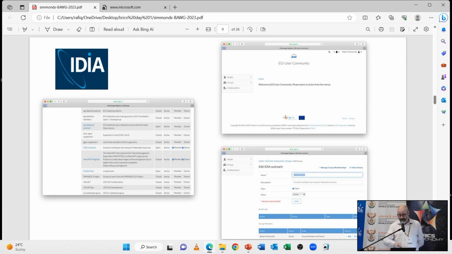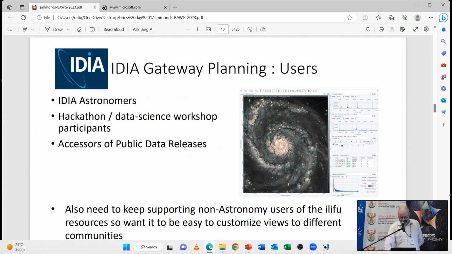This is where you could go in and manage who can access your allocations. So for the gateway, in fact, ilifu in one form or another has been around since 2015, which just happens to be when I arrived in South Africa, and it got its name in 2017. And so, we need to plan for supporting IDIA astronomers, hackathons, and some access to public data.